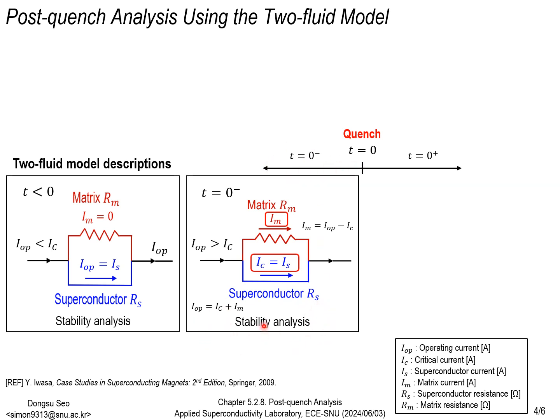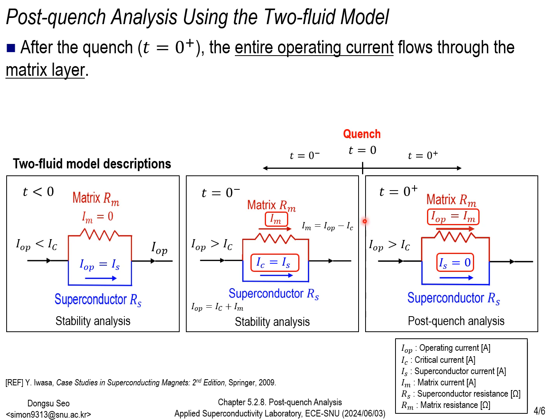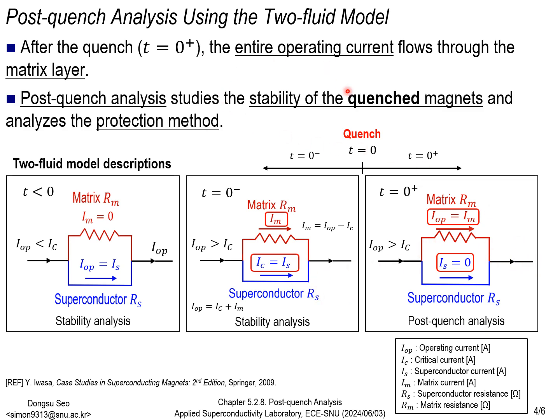However, the post-quench analysis differs from the stability analysis in that the whole current flows through the matrix layer right after the quench event. For this current behavior, we study the stability of the quenched magnets and analyze the protection method for the post-quench analysis.